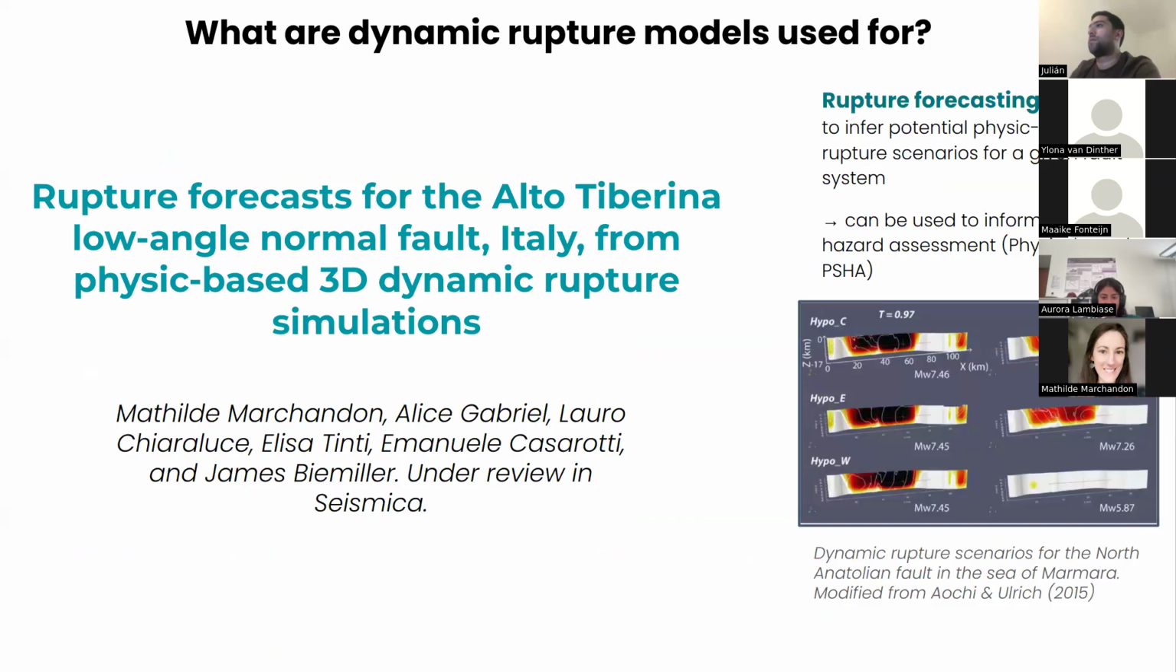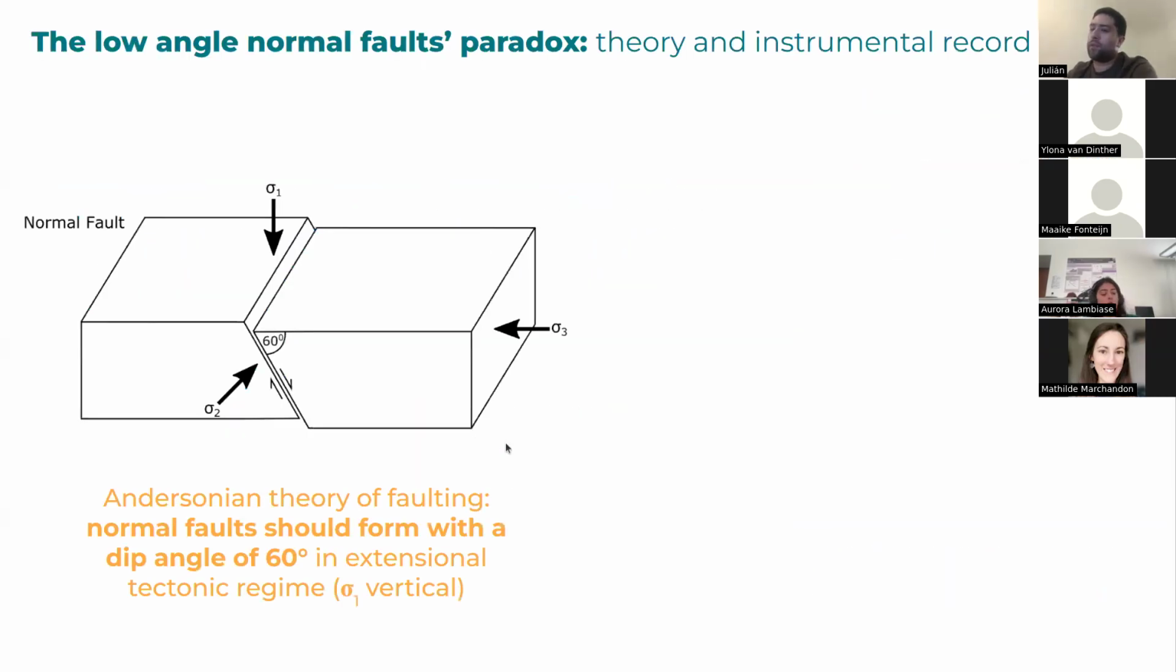So now, briefly, the last part. Now I would like to illustrate how we can use dynamic rupture simulation to forecast realistic scenarios for a given fault system. I'll show you the results of a study that I led, which is about forecasting earthquake scenarios for low-angle normal faults. So why do we want to do that?